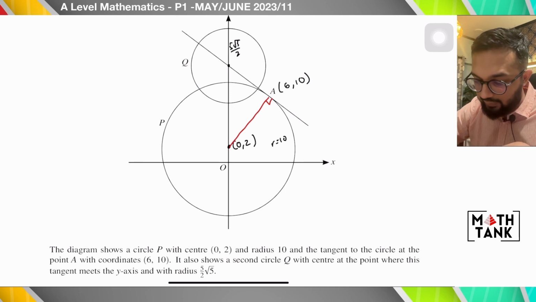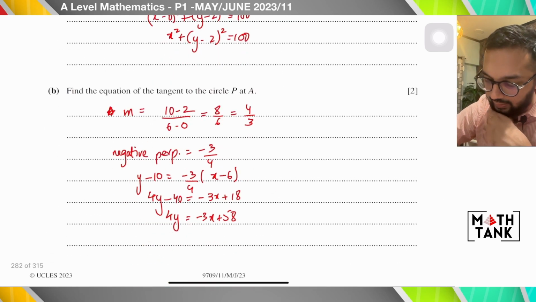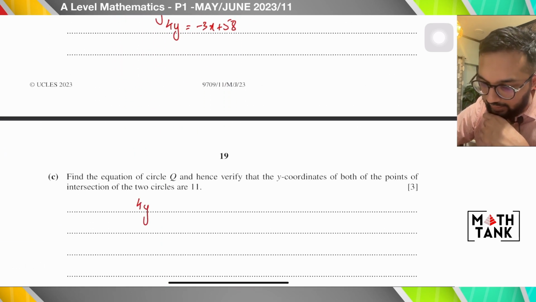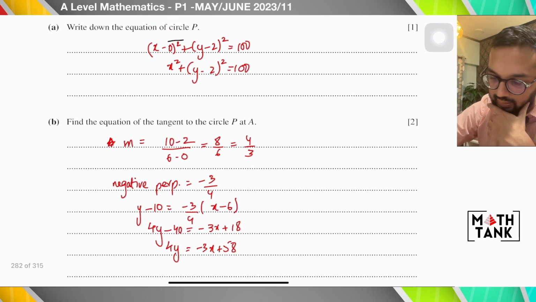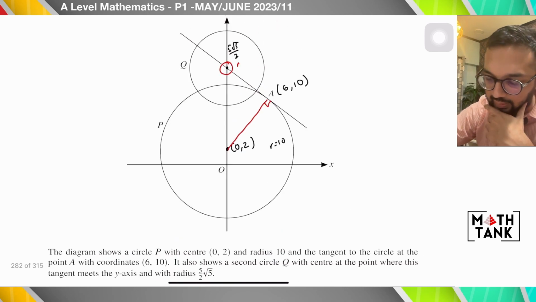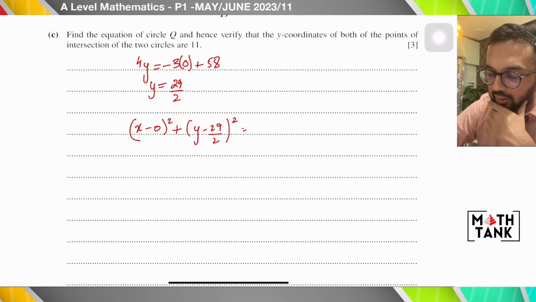Okay, first let's find the equation of the other circle. I need to find this point, so I'm going to find the y-intercept of that line. The y-intercept is simple: minus 3 times 0 plus 58, y equals 29 over 2. Since this point is the center of the other circle, it has the coordinate 0 comma 29 over 2. So the equation is x minus 0 whole square plus y minus 29 over 2 whole square equals 5 root 5 over 2 whole square as well.